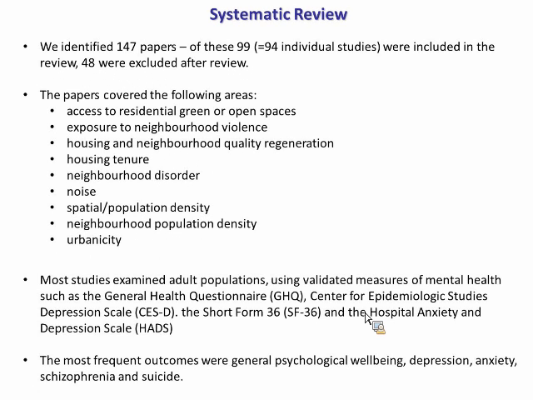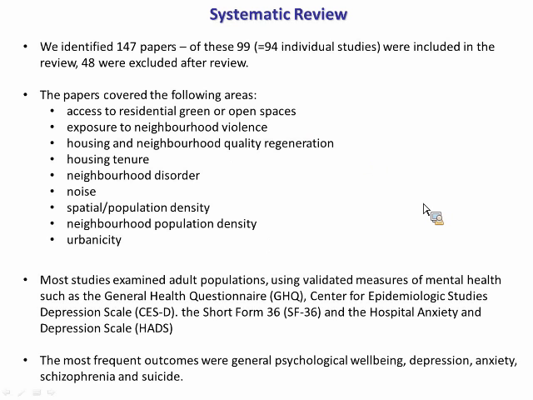So overall, we identified 147 papers, and of those, 99 were included in the review after we had a further look through them. And the papers that we found actually covered these areas, so things like access to green or open space, neighbourhood violence, housing and neighbourhood regeneration, housing tenure, neighbourhood disorder, noise, population density, neighbourhood population density and urbanicity.